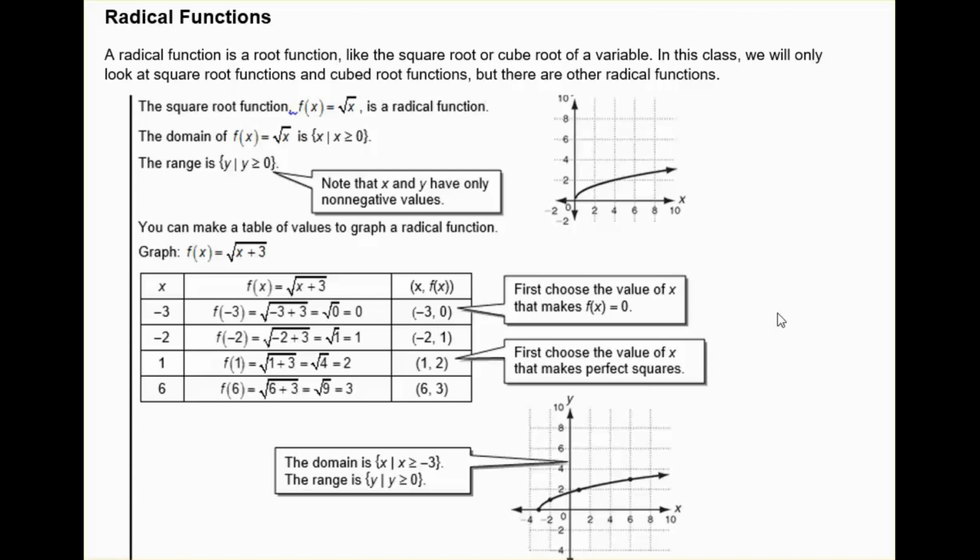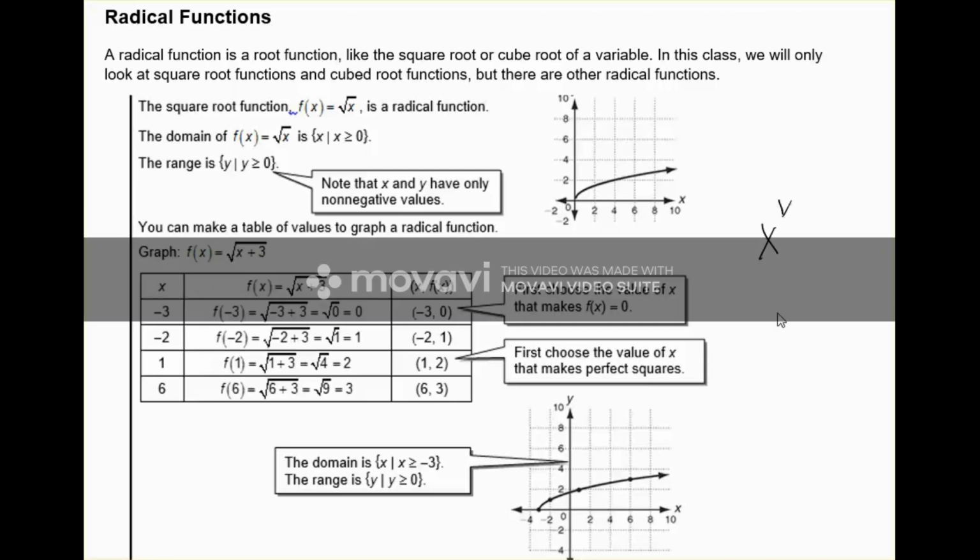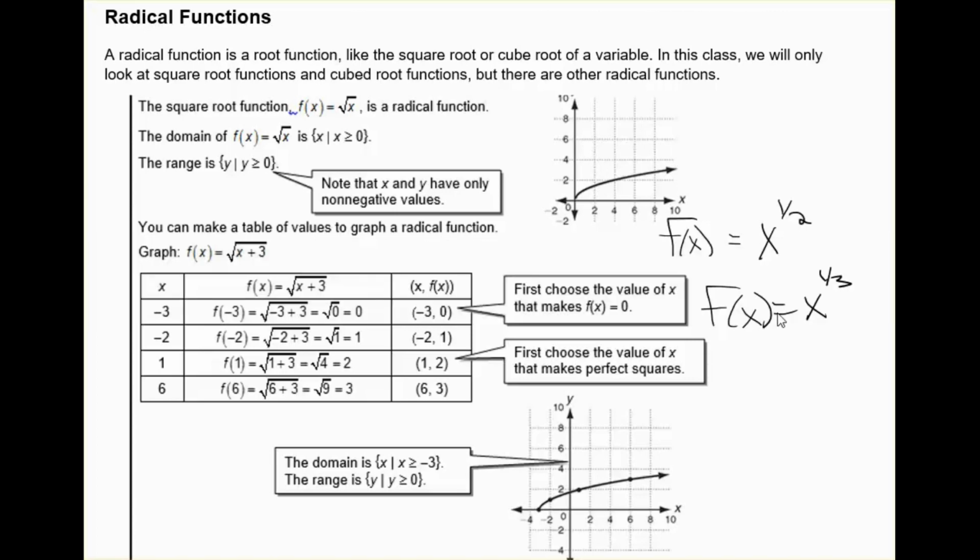You can also write a root function, like this would be the square root function, as a fractional exponent, or the cubed root would be x to the 1/3 power. So these are exponents. So that's another way to write that you're using a root function. It might be easier sometimes to type that or to write it that way than the other way.